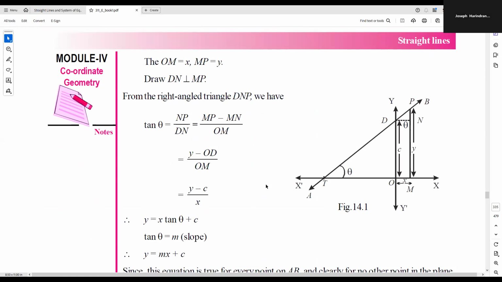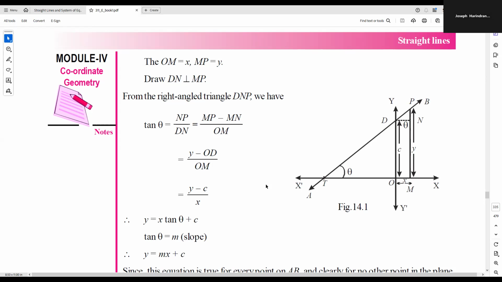Where m is the slope, as we have seen in the previous session, in the system of coordinates, we have seen the slope of a line joining 2 points. It is tan theta. The theta is the angle made by the line with the positive direction of the x-axis. And it is denoted by the small letter m. Hence, we have y is equal to mx plus c. And what is c? It is nothing but the intercept the line makes with the y-axis. We can also call it the y-intercept.